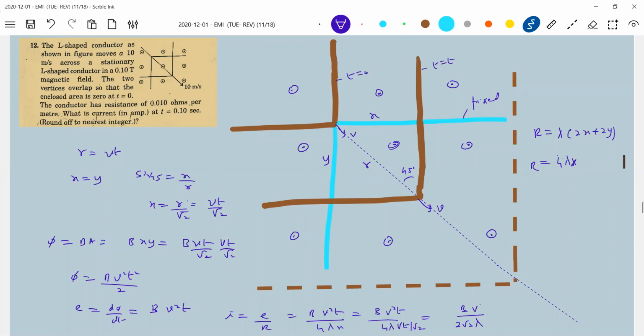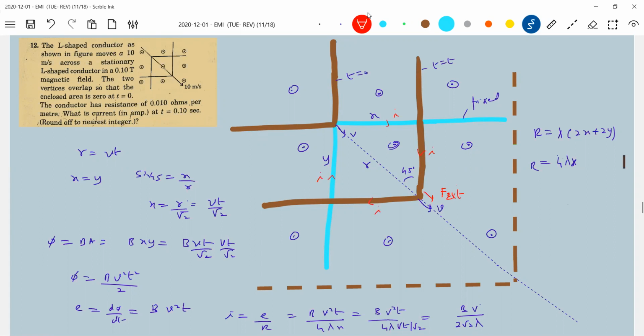What about the external agent that moves it? An external agent has to come into the picture. You should apply force. What is the power generated by the external agent? F external into V. How much force should the external agent apply? How will the current flow? Clockwise. Magnetic field into the plane, positive flux increasing, defined positive, EMF induced negative. So the current here will be clockwise.